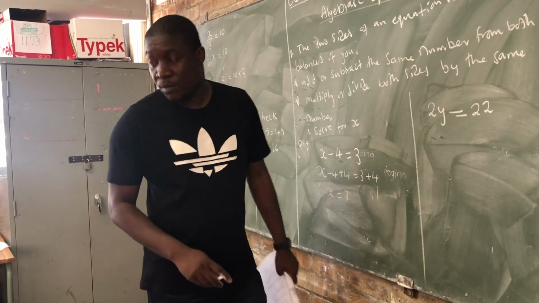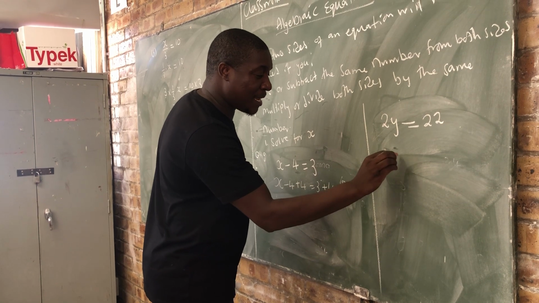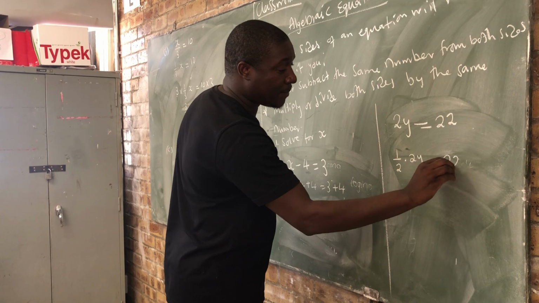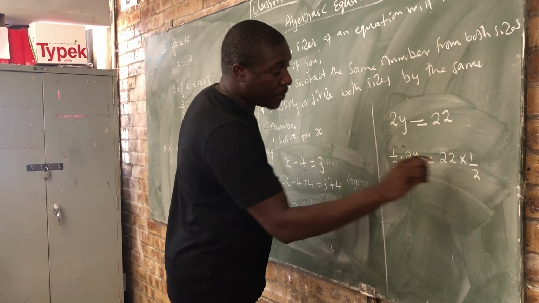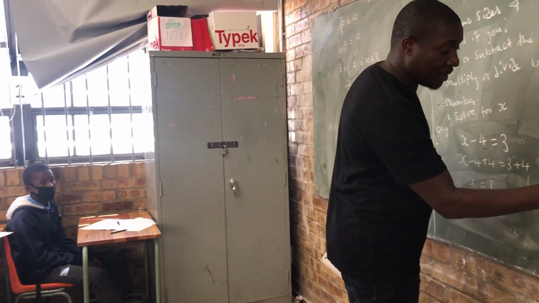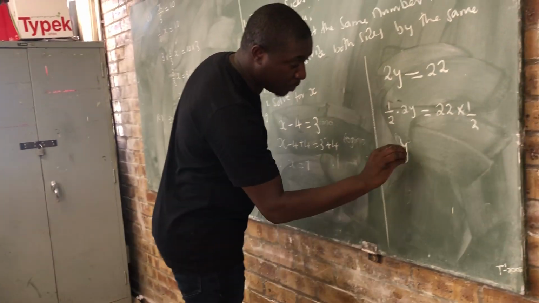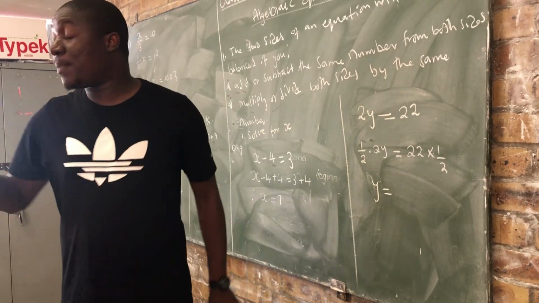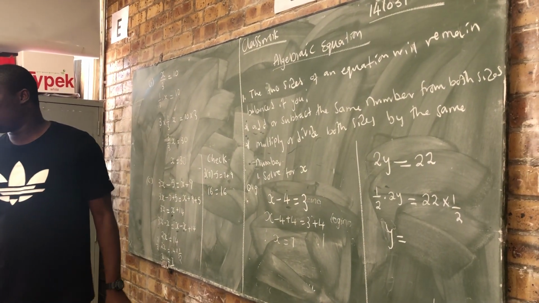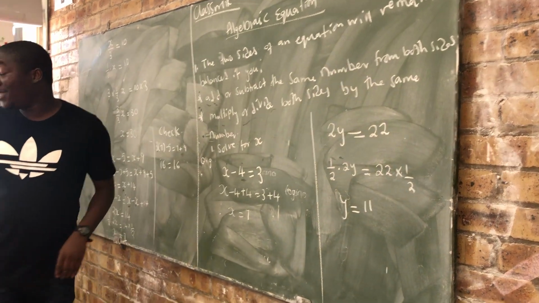It's 1 over 2 multiplied by 2y. 1 over 2 multiplied by 2y. We do both sides again. 1 multiplied by 2 is 2. 2 divided by 2 is 1. Then we're left with y again. 22 multiplied by 1 is 22, divided by 2 is 11. Yes. And we're done for today.